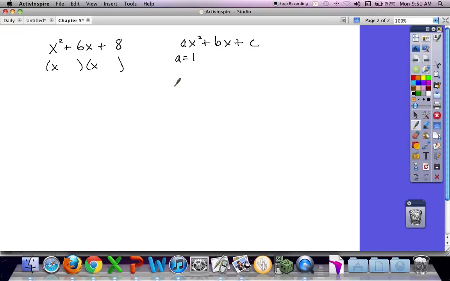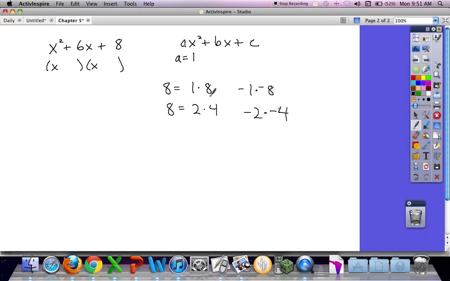Well, you have to think of what the factors of 8 are. 8 equals 1 times 8. 8 equals 2 times 4. In fact, 8 also equals -1 times -8 and -2 times -4. So let's think now. Which pair of factors of 8 add up to +6?